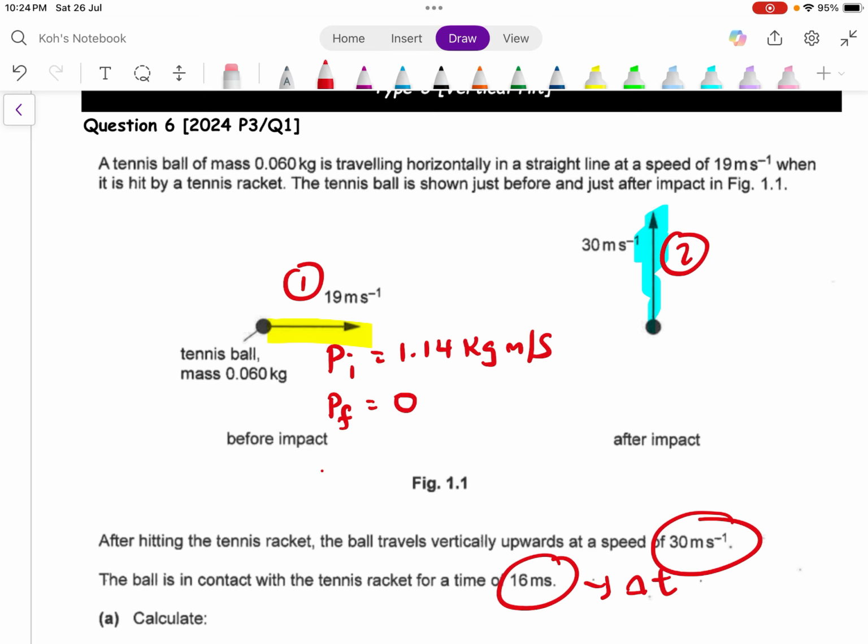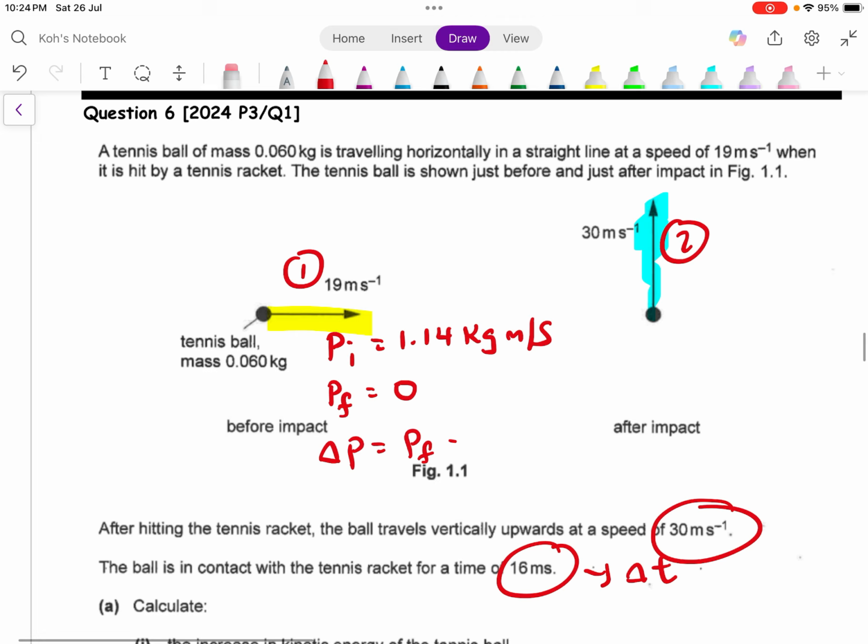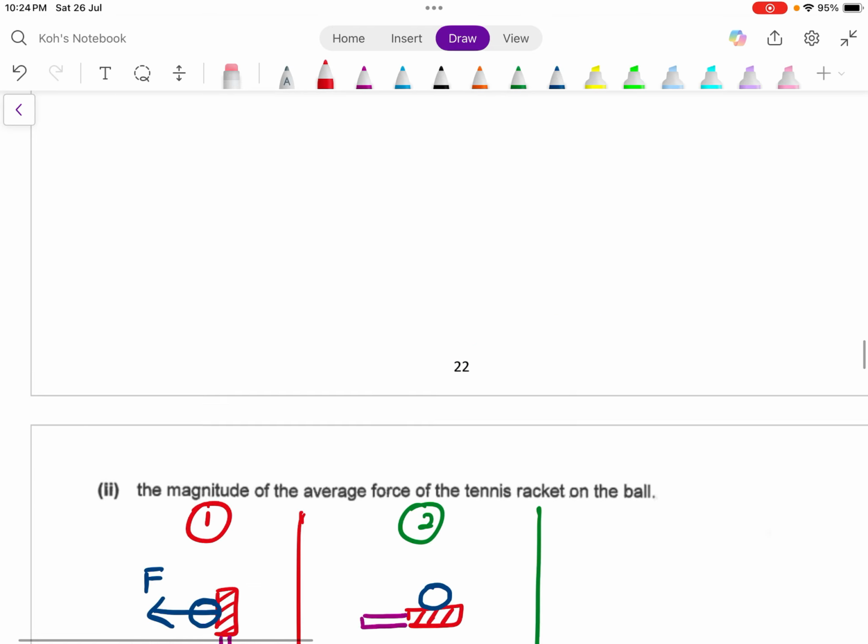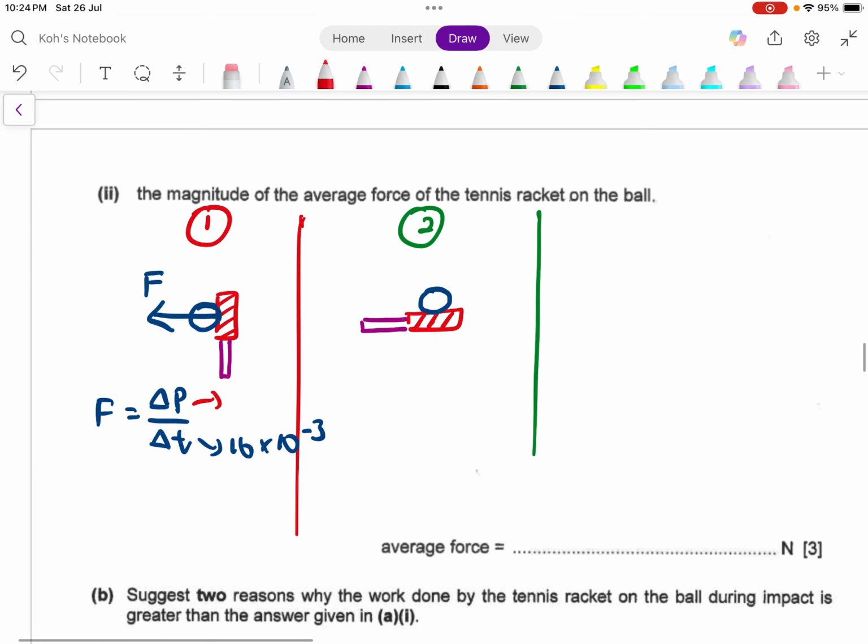So what is delta P? Delta P is equal to final minus initial momentum. This will give you 0 minus 1.14, so definitely you will get about negative 1.14. So delta P is negative 1.14. Of course, you just need the magnitude, because the negative just indicates that the force is exerted towards the left-hand side. So this is 1.14 divided by 16 milliseconds.